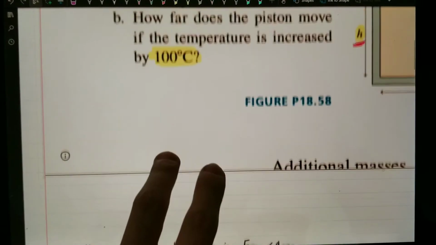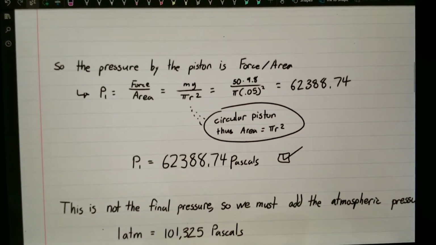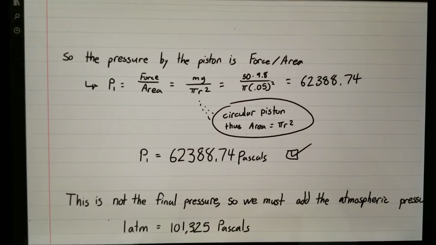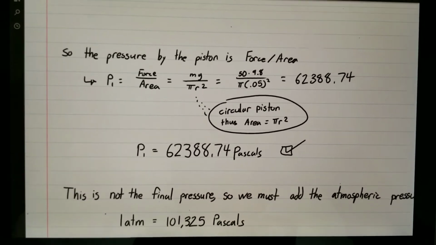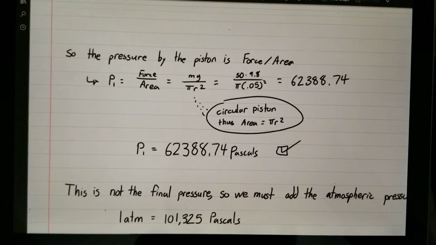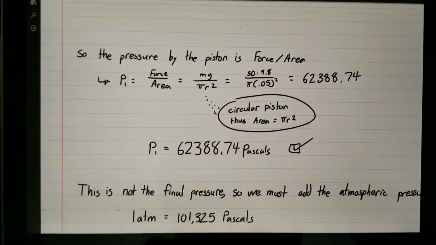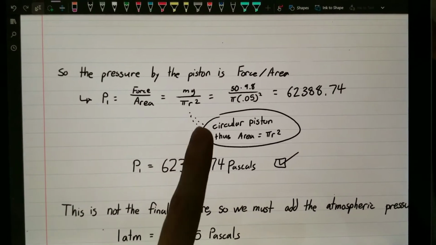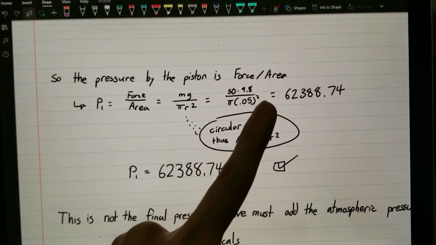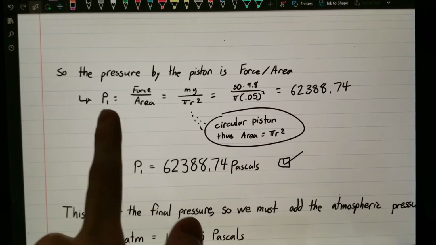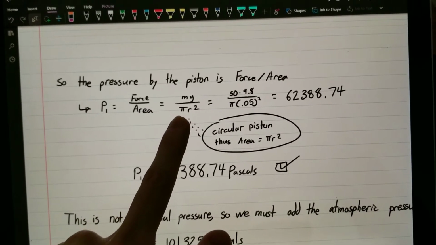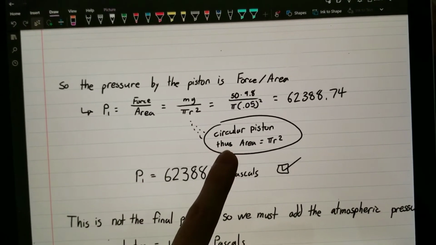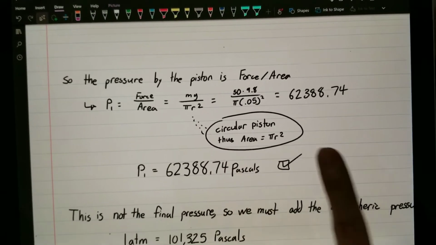So, going back to the very top, we need to first find out all the values for that equation. So PV is equal to nRT. We are trying to find V, so we have to find all the other values, such as P, the pressure. So the pressure by the piston is force divided by area. And right here, we know that the force is equal to mg, and the area of a circle is pi r squared, as written right here because of the piston shape.